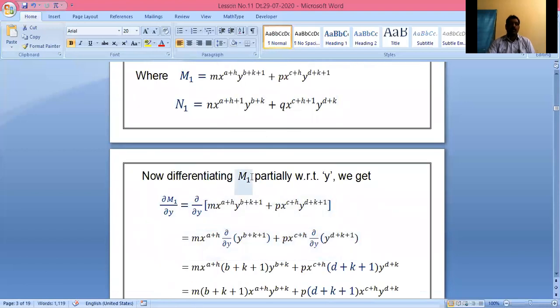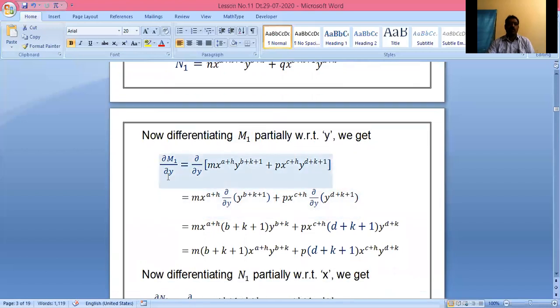Now differentiating M1 partially with respect to y, we get ∂M1/∂y is equal to ∂/∂y of m x^(a+h) y^(b+k+1) + p x^(c+h) y^(d+k+1).